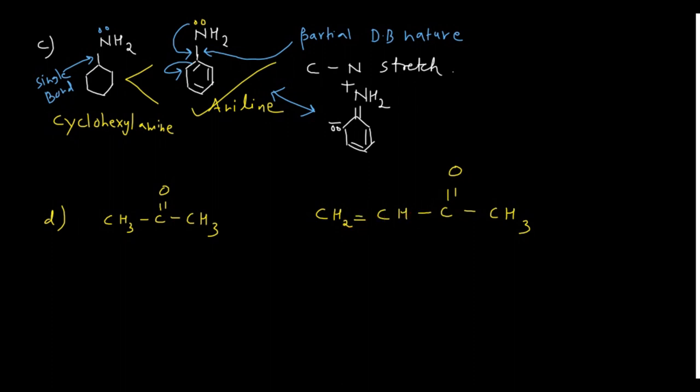This is your carbonyl compound. This carbon is the alpha with respect to this functional group and this is your beta. So here you can write alpha, and here you can write beta. Alpha beta unsaturation is there. Due to this alpha beta unsaturation, this bond can come here. Again, the resonance is playing a very important part.